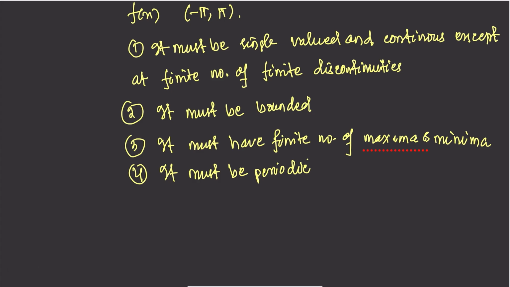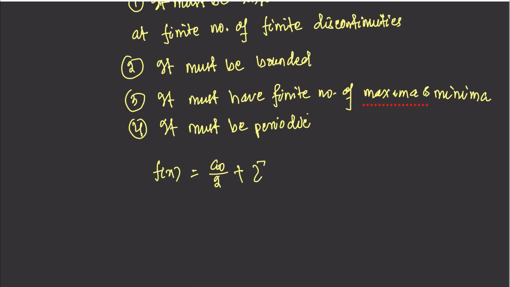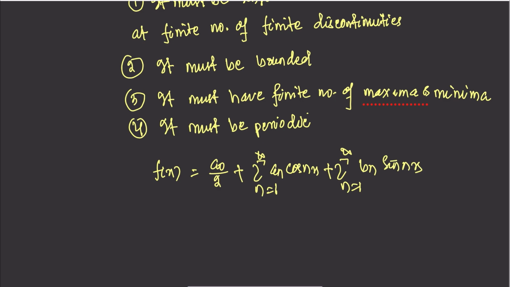A function f of x must satisfy these conditions so that it can be expanded into a Fourier series of the form. A function must satisfy the Dirichlet conditions so that it can be expanded into the Fourier series.